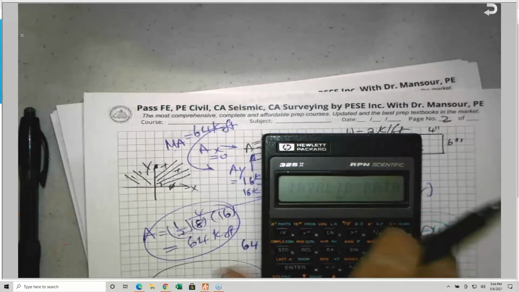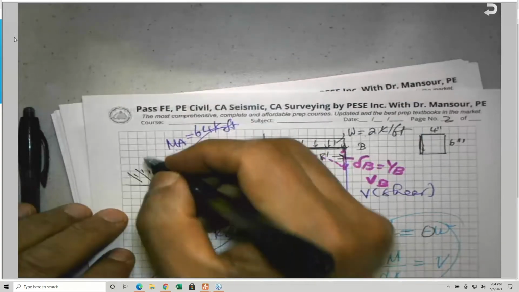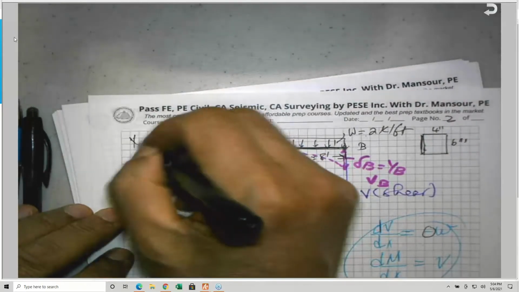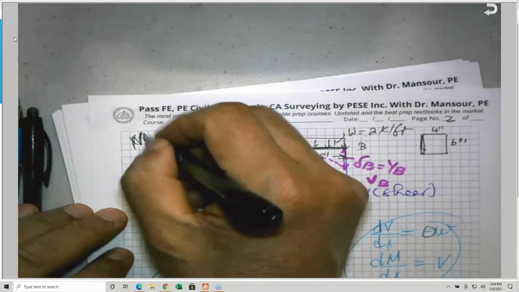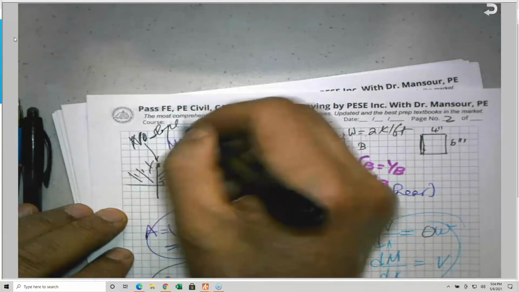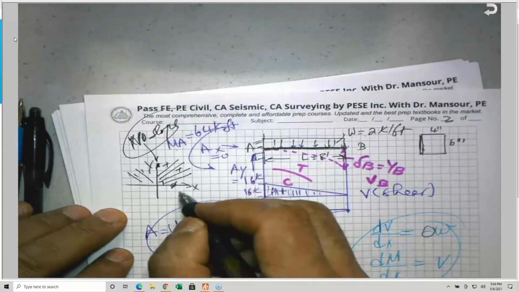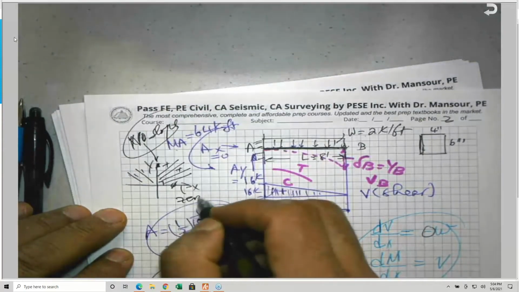Because basically the y-axis has no slope. This line has no slope. No slope. This is what is meant. Okay, no slope. This line x is zero slope.